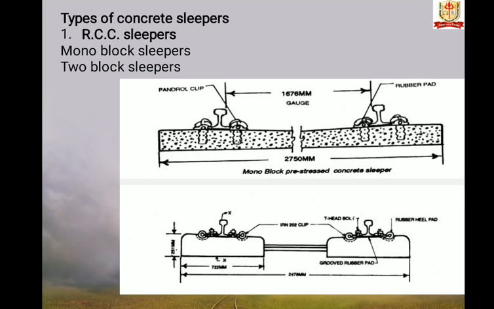2-block sleeper. This type of RCC sleeper is also known as a block and tie bar or composite type sleeper. It consists of 2 blocks of reinforced cement concrete. 1 block is placed under each rail. Both the blocks are connected across the track by means of a metal tie bar, usually in the form of an inverted angle.